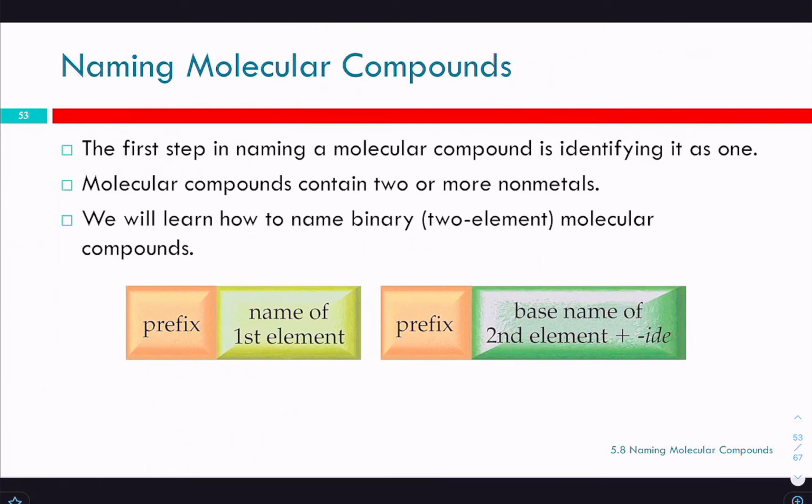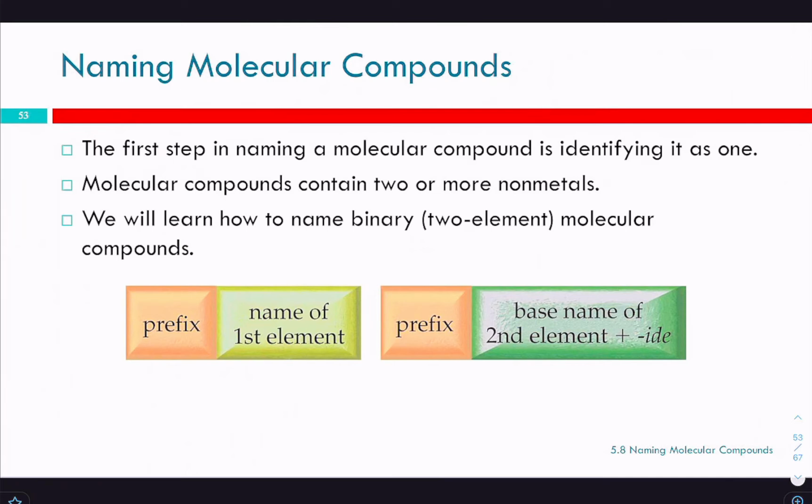Okay, and I do think that ionic compounds are the most difficult because of that. So now we're going to get into molecular compounds. The first step in naming a molecular compound is identifying it as a molecular compound. And you can do that because the first one's a nonmetal, and it's not hydrogen. Right? Last week we talked about acids. Acids start with hydrogen. So if it's a nonmetal that's not hydrogen, it's going to be a molecular compound.